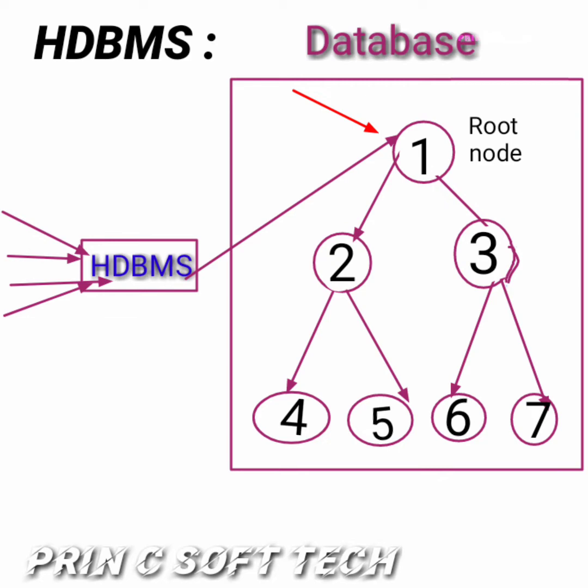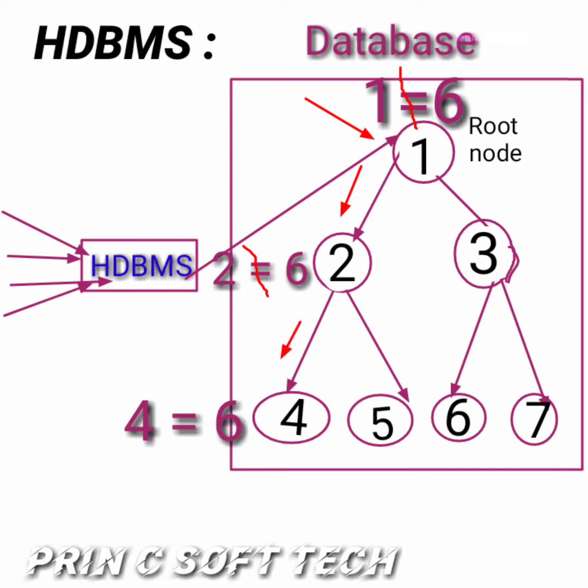If you are searching for 6, HDBMS checks the root node. It is 1, it's not 6. So it goes to the left node. It is 2, it's not 6. So it goes left again. It's 4, not 6. Node 4 has no children. So now it goes to the right. It's 5, not 6. Again it goes back to the root.